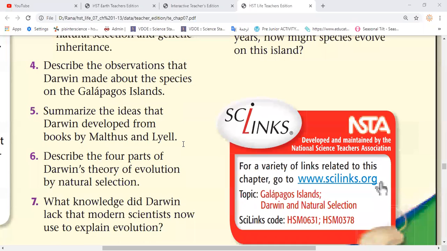There are four stages of natural selection which are overproduction, successful reproduction, inherited variation, and struggle to survive. So these are the ideas which Darwin developed after the Malthus and Lyell books. Do you agree with him, guys? Do you have another opinion or the same?